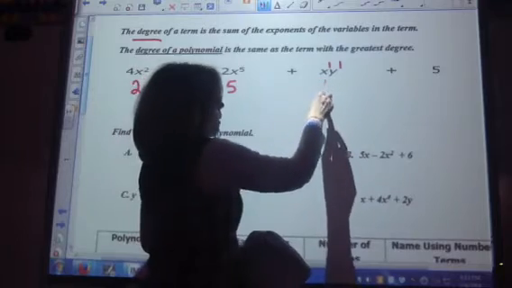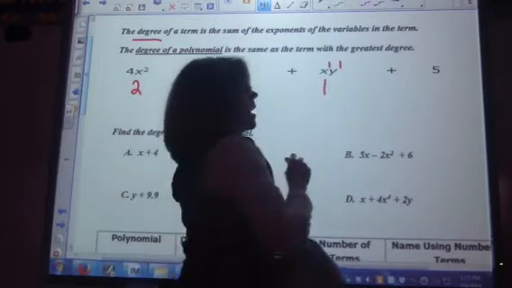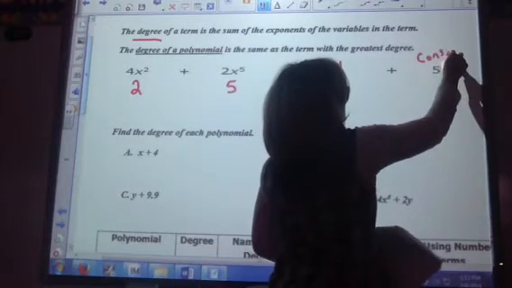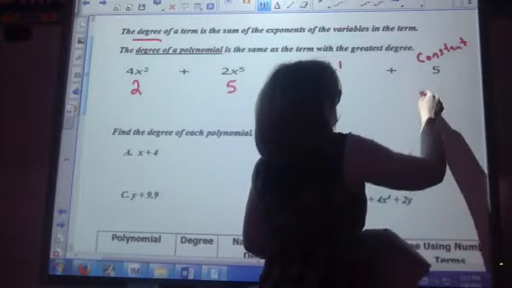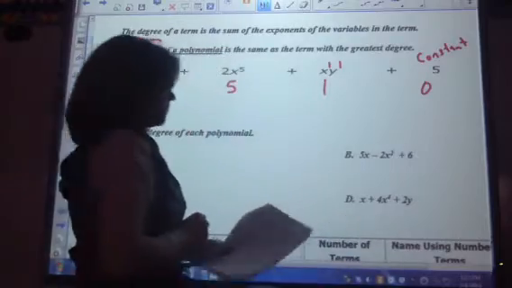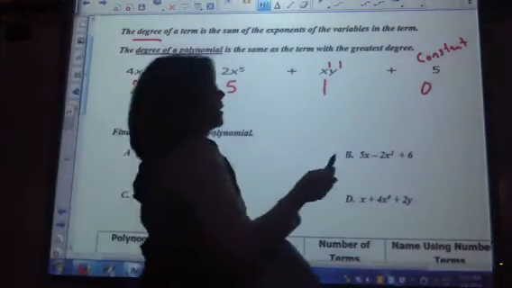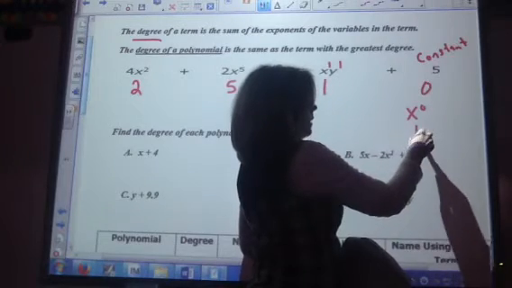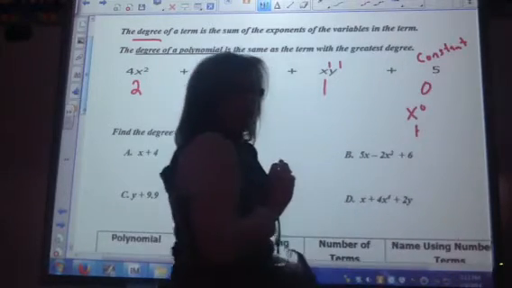So our greatest exponent is 1. And remember, when we have a constant, the degree is 0, because there's no exponent. And why do we know that? Because let's say we have x to the 0 power. Well, that equals 1, and 1 times 5 is just 5.